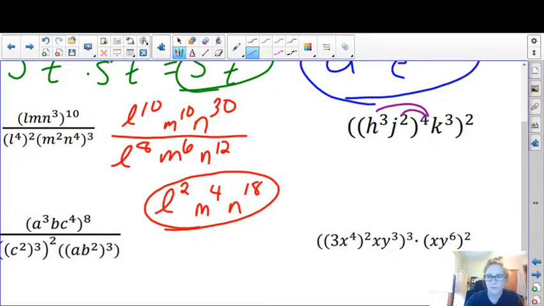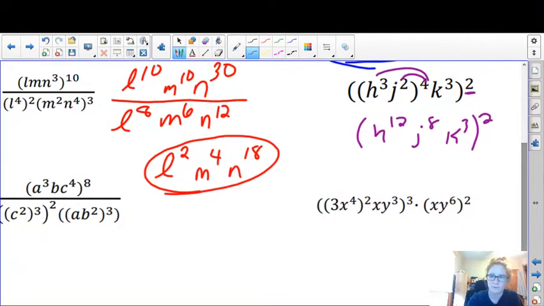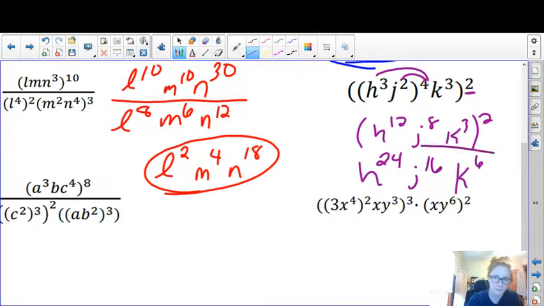These 2 get the 4, and then everything will get the 2. So I have h to the 12, j to the 8, k cubed squared, which gives me h to the 24, j to the 16, k to the 6.